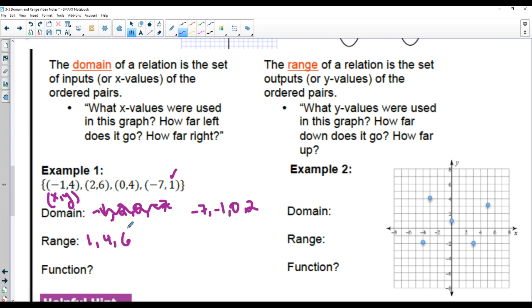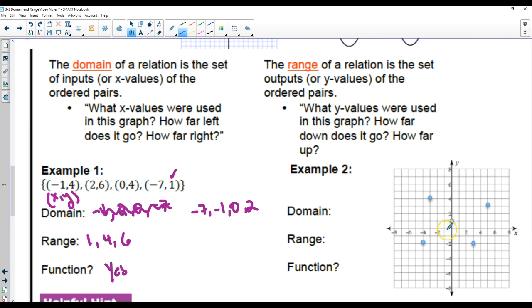Once it's in the range, it's there. You're done. All right, now, is this a function? To determine if it's a function, remember, we look at our domain and see if there are any repeating values. So -1 only shows up once, 2 only shows up once, 0 only shows up once, and -7 only shows up once. So this is a function. It doesn't matter that the Y's repeat. The X values do not, therefore it is a function.